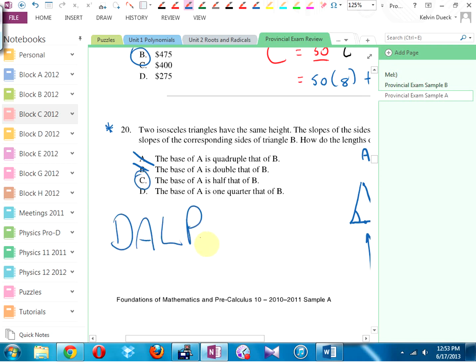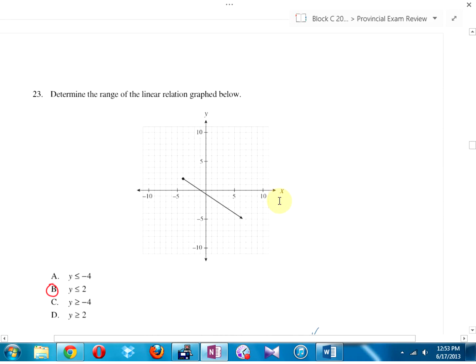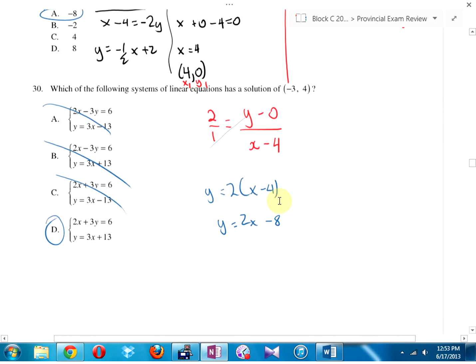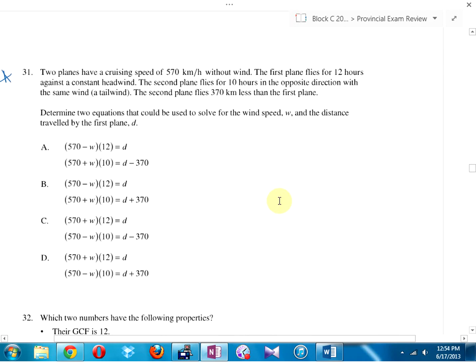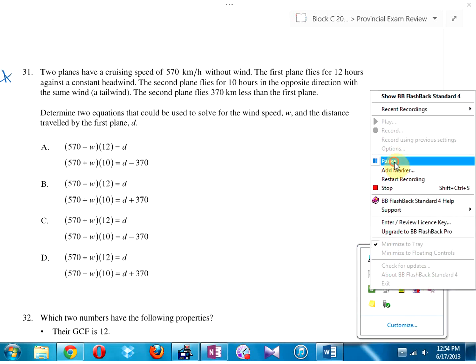What does DOLP stand for? On graph paper. That was the first one we skipped. What was the next one that we skipped? 31. 31. Ooh, boy. I got to pause the video for a second and think about this one. Okay, you ready?